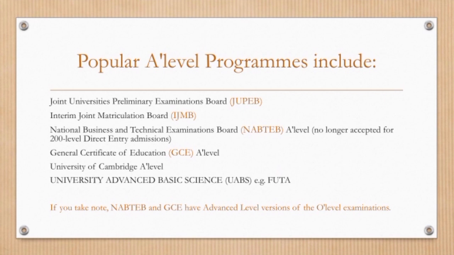Note that the moment I say A level, it's actually different from the other one which we call the internal O level. So there is the University of Cambridge A level and the University Advanced Basic Science. If you take note very well, you will agree with me that the National Business and Technical Examination Board and the General Certificate of Education have advanced level versions of the O level examination. So you need to take note. They actually have the advanced version.